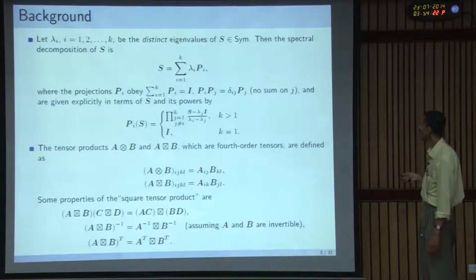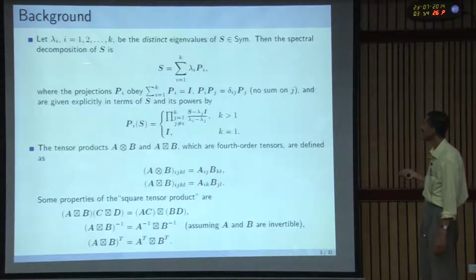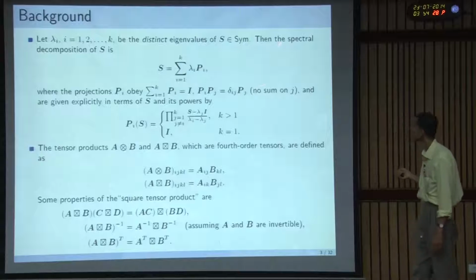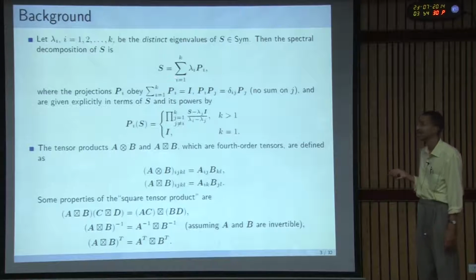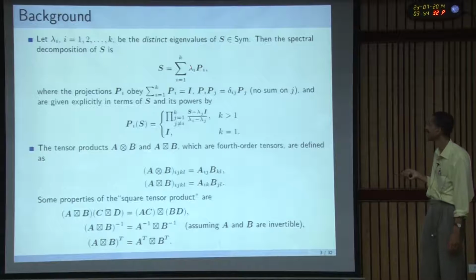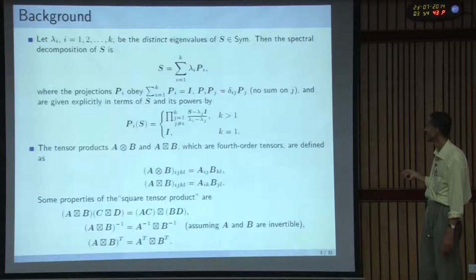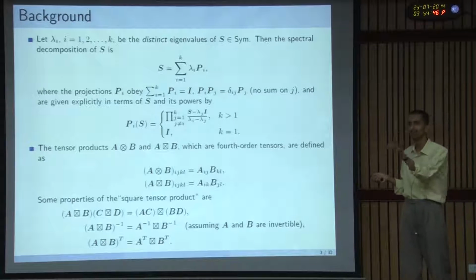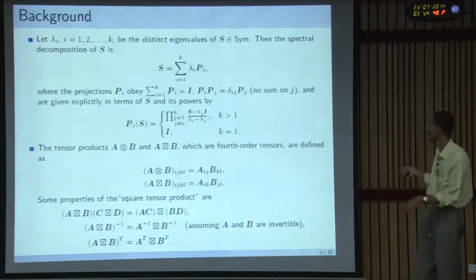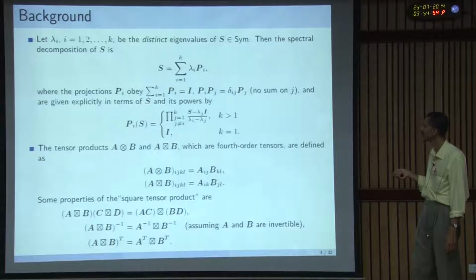If lambda_i are the distinct eigenvalues of a symmetric tensor, then the spectral decomposition is given in these terms, where the lambda_i are the eigenvalues of the symmetric tensor, and the P_i are what are known as the projections. These are some of the properties that the projections obey. They are orthogonal, in some sense: P1 times P1 will be P1, P1 times P2 will be 0, and so on. That is what is encapsulated here. They can be given explicitly in terms of the symmetric tensor by this particular formula, and this works in any dimension.